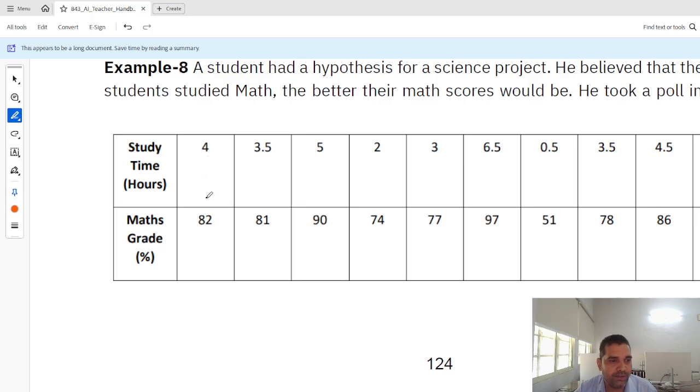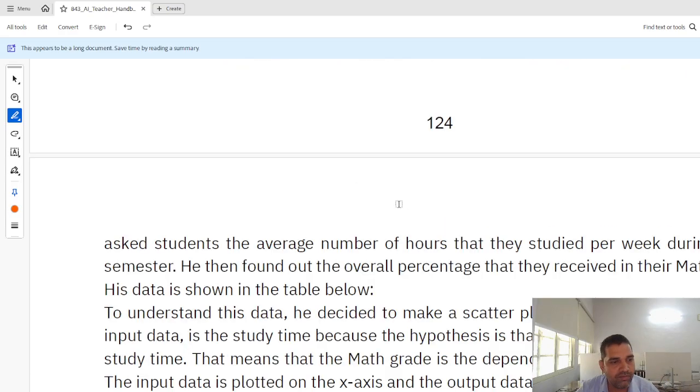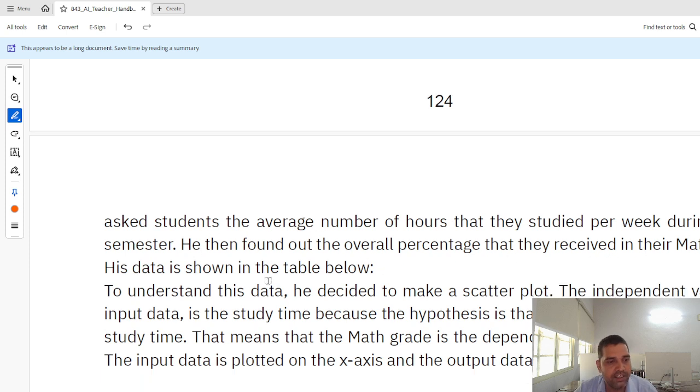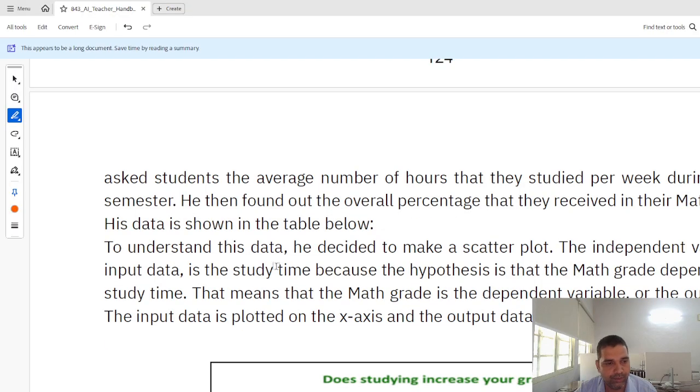We study maths 4 hours, we got 82% marks; 3.5 hours, 81; 5 hours, 90; 2 hours, 74; 3 hours, 77; 6.5 hours, 97. So you can see 0.5 hours, 51; 3.5 hours, 78; 4.5 hours, 86; 5 hours, 88. As a student, the average number of hours that they studied per week during a given semester, we found that of the overall percentage that they received in their math classes, the data is shown in the table below.